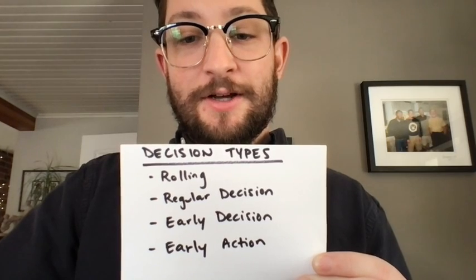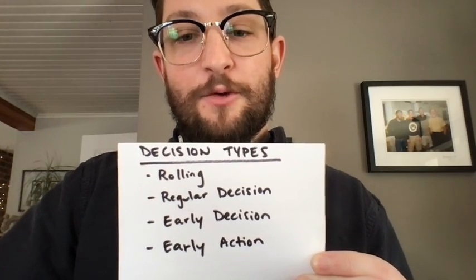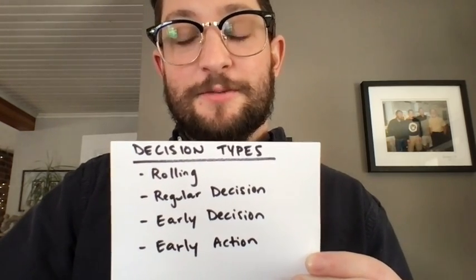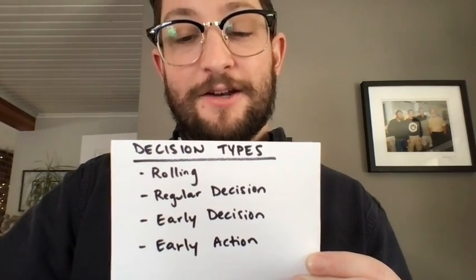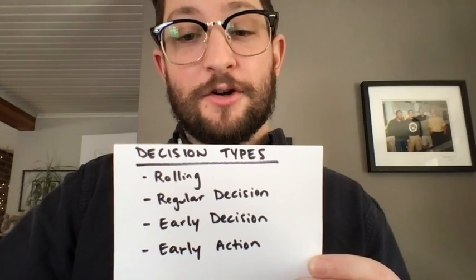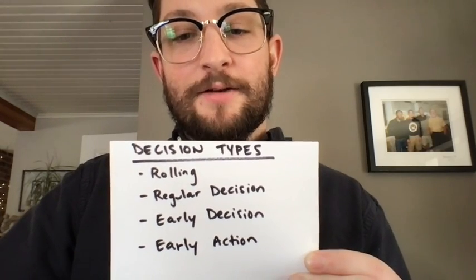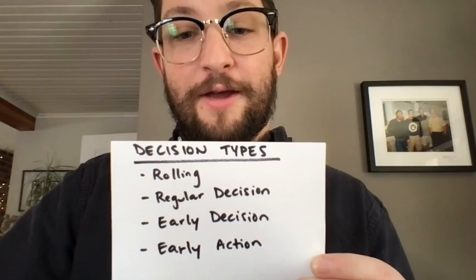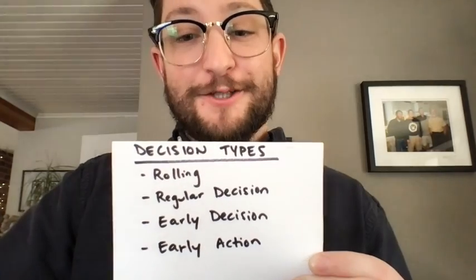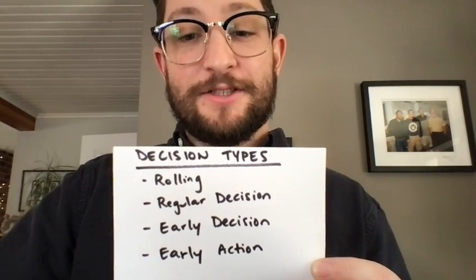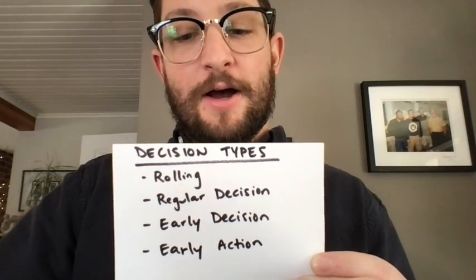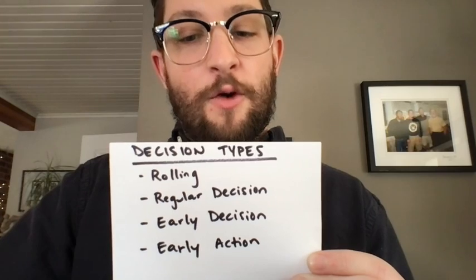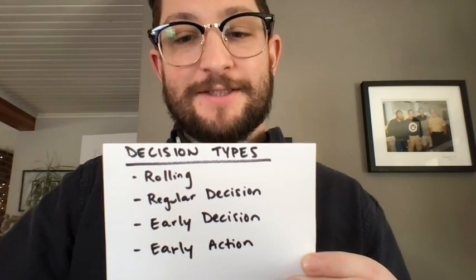I know for me, especially when I was applying to law school, private schools tend to be a lot more expensive. Public schools are more affordable. And if you aren't wealthy, it might really matter to you what that financial aid package looks like in terms of scholarships or grants and student loans. So you might not want to apply early decision if that's the case.